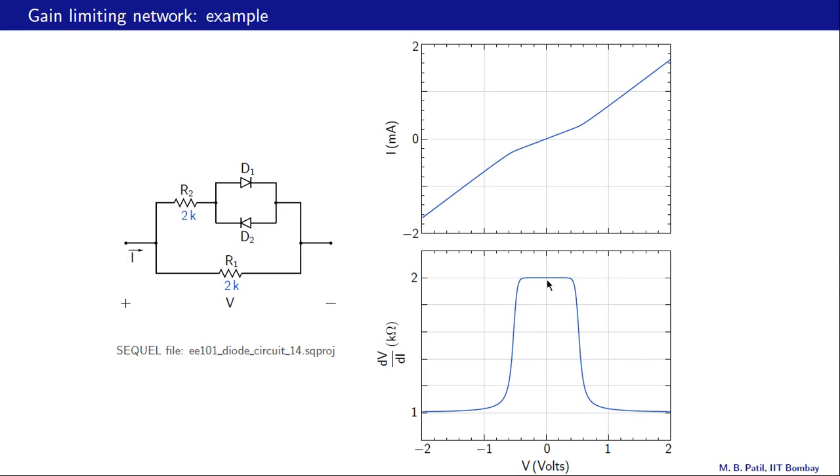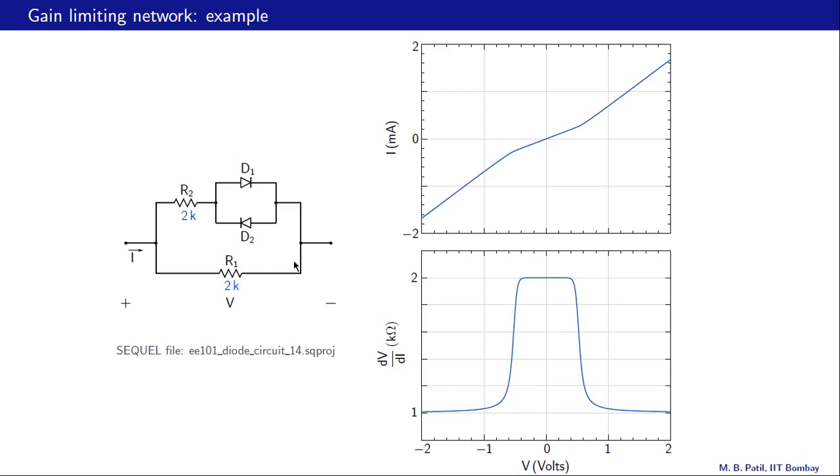Now as we increase V in the positive direction, at some point D1 starts conducting, and this is a real diode. It's not a diode which starts conducting abruptly at 0.7 volts, and so therefore the variations are smooth as shown here. When this diode starts conducting, the net incremental resistance is now reduced because we have now two parallel current paths, and then the resistance goes down.